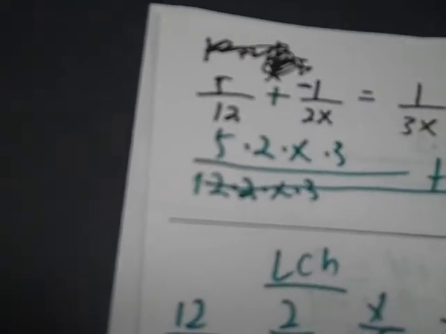Okay, now the bottoms are all the same. So 5 times 2 is 10, and then times 3. Remember, multiplication is commutative. You can do it in any order. That'd be 30x. And then negative 1 times 12 is negative 12 times 3 is negative 36. Write minus 36 if it's negative. And then that ends up being 24.